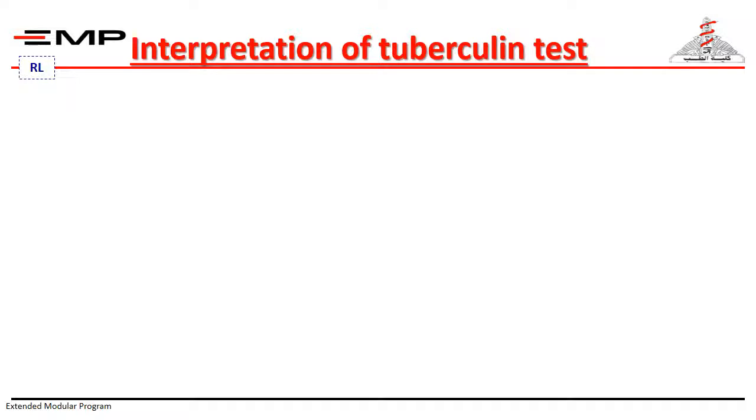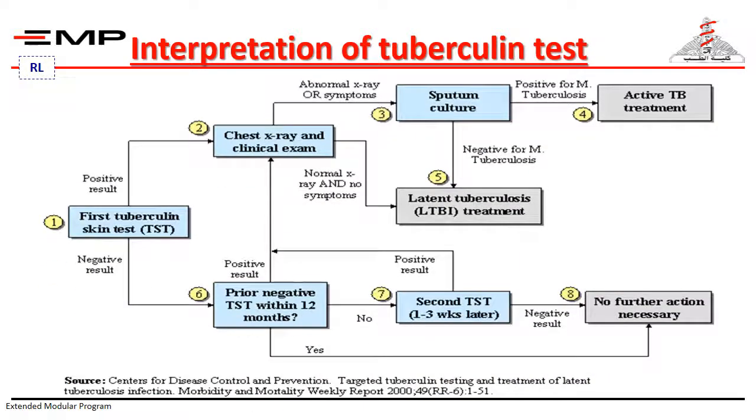How to interpret the tuberculin test? If the tuberculin test is positive, I will review the chest X-ray. If it is normal and the patient has no symptoms, it is latent TB infection. Okay? If it is an abnormal X-ray, I will review his Ziehl-Neelsen and sputum culture. If positive for TB, I will consider anti-tuberculous treatment. If negative, I will consider latent TB infection, especially if he has no symptoms. Okay? And I will review his X-ray later.